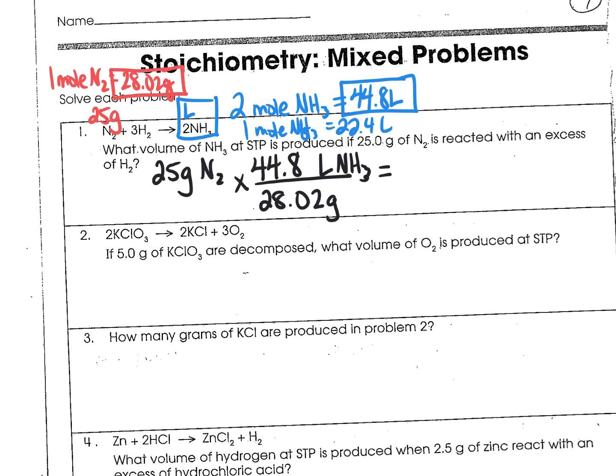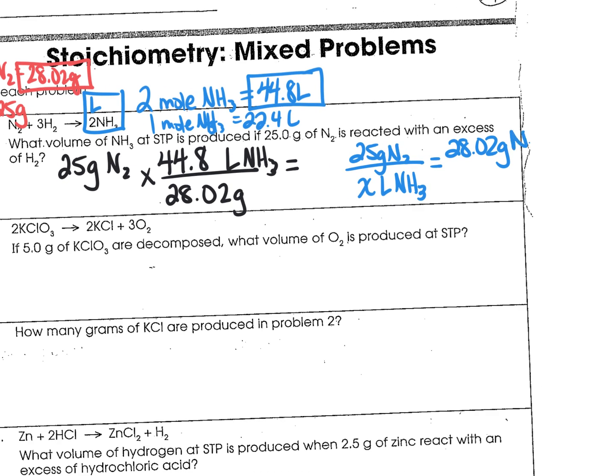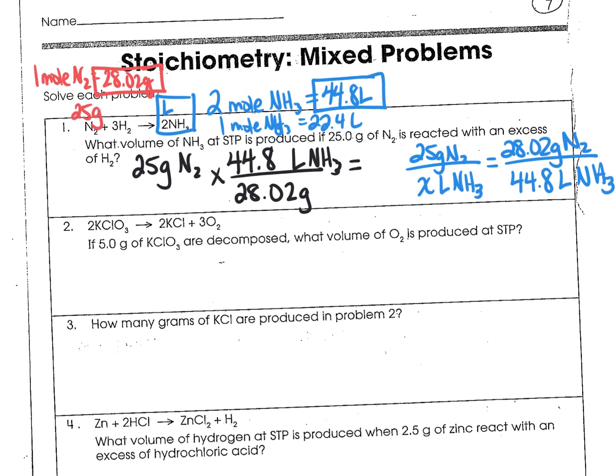I can also do the cross multiply method. Again, same pieces of information I'm going to need. 25 grams of nitrogen over my unknown liters of NH3. I'm going to set that equal to what the balanced equation tells me. The balanced equation says 28.02 grams of N2, and the balanced equation says 44.8 liters of NH3, and then I just cross multiply to solve. No matter which way you do this, you're still going to get the same answer. You should get 39.97 liters of NH3 as your answer.